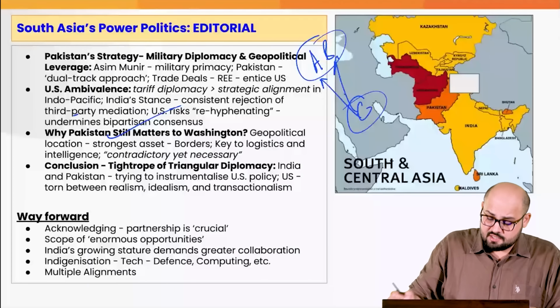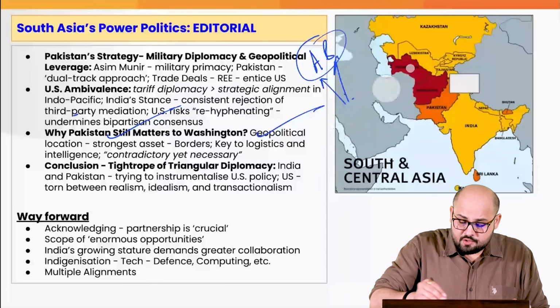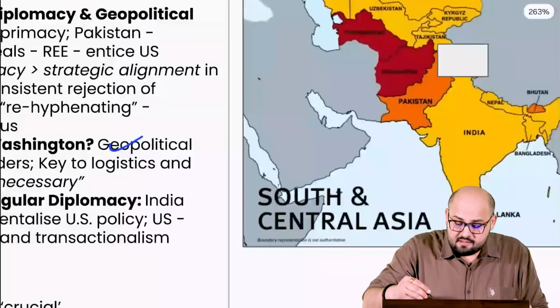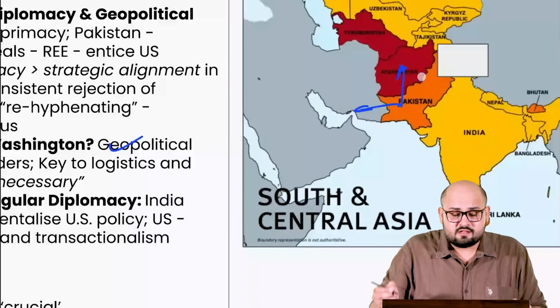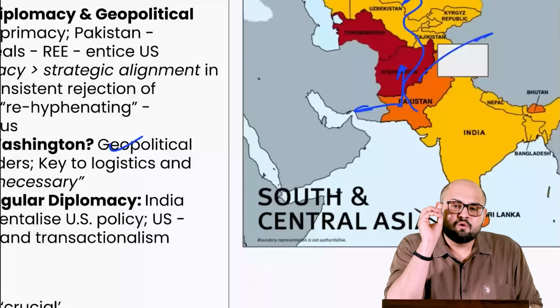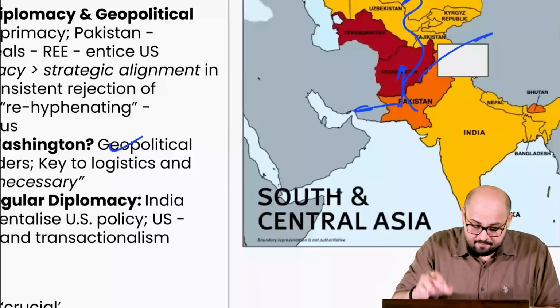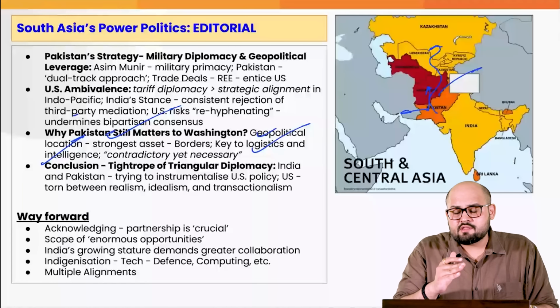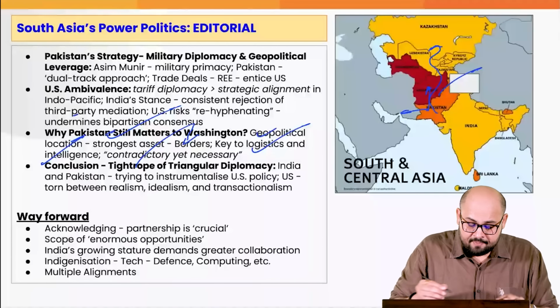Why does Pakistan still matter to Washington? As I told you, geopolitical location is the strongest asset for Pakistan. Look at this image, look at the position of Pakistan. Pakistan has access to Afghanistan. Pakistan has access to Iran. Pakistan has access to China. Pakistan has access to the Central Asian countries. A very strategically located country, and therefore the US wants to exploit this particular aspect, right? And this would be key to logistics and intelligence. I've already told you about the ISI, which would provide suitable intelligence to the US. It might seem contradictory for the US to come into partnership with Pakistan, but at this point of time, it is quite necessary.